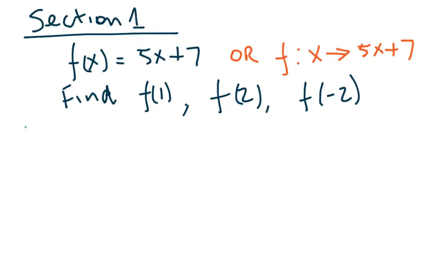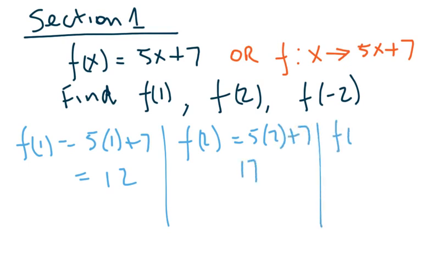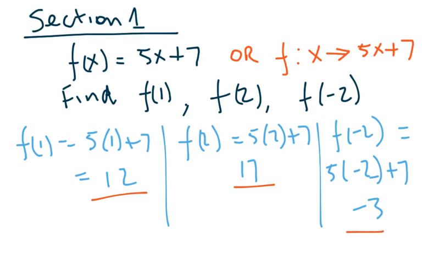So f of 1 is equal to 5 times 1 plus 7, and that's equal to 12. f of 2 is equal to 5 times 2 plus 7, and that's equal to 17. And f of minus 2 is equal to 5 times minus 2 plus 7, and that's equal to minus 10 plus 7, which is equal to minus 3. And that's it. That's all there is to getting those values. You put your 1, 2, or minus 2, or whatever number you have, into the function.